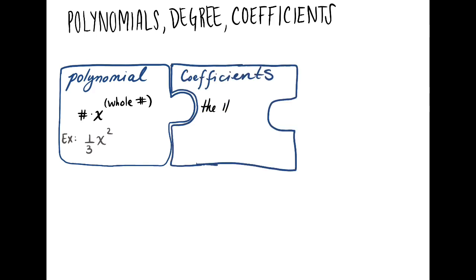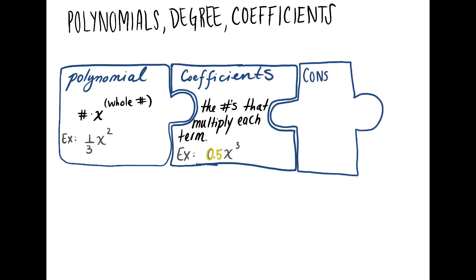Next, let's take a look at coefficients. The number that's in front of each term, the number multiplying, is called the coefficient. So an example would be 0.5x cubed. 0.5 is a coefficient.